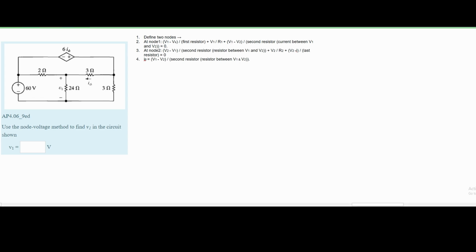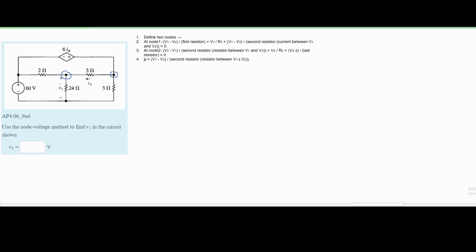So first we're going to need to define two nodes. Our first nodes that I'm going to define are this one and this one. You kind of want them in the meat of the circuit analysis, so in the middle part. At node 1, we're going to have V1 minus our voltage source. So we will have our V1 minus the voltage source here, which is 60 because this is the source voltage, and since the voltage is going across this 2 ohm resistor and then splitting into this V1 resistor, it's going to have to be subtracted.